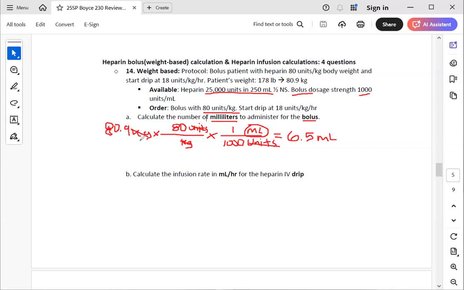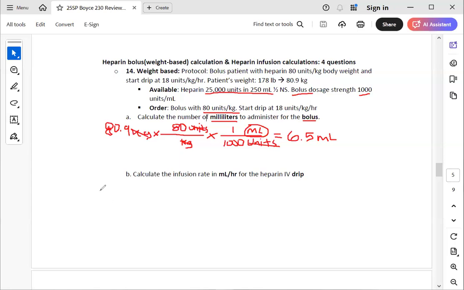So what can change in this problem? Well, what can change in this problem is the patient's weight. So what I always encourage students to do is, instead of using 178 pounds, use your weight, a friend's weight, significant other's weight, your dog's weight, cat's weight. Just use a different weight, and then you can practice the process. And it's always going to be patient's weight in kilograms times 80 divided by 1,000. That's how it always will work for a standard heparin bolus weight-based calculation.